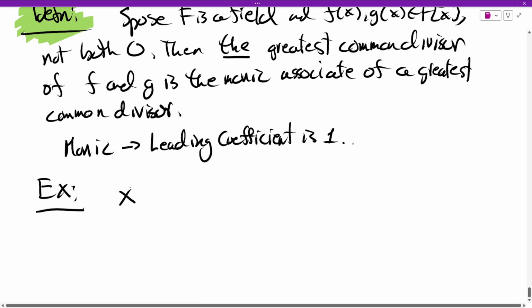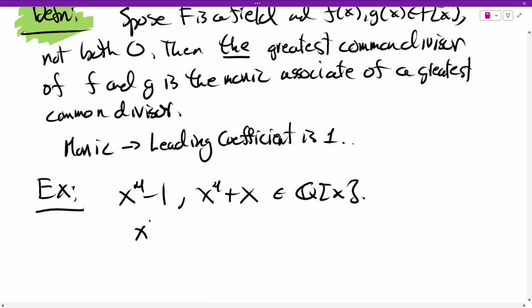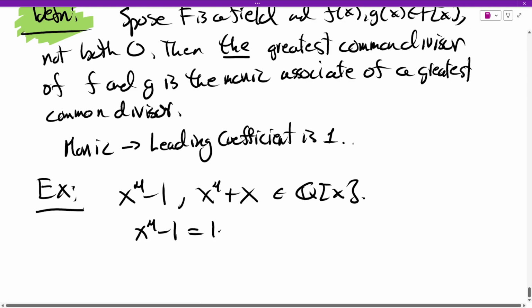So let's take the polynomials x to the 4th minus 1 and x to the 4th plus x, and let's view them as polynomials here. Then what's going to happen? Well, if we do one iteration of the division algorithm, we'll find x to the 4th minus 1 is x to the 4th plus x plus negative x minus 1. And here's our first remainder, our r0, and here's our r negative 1, and here's our r negative 2.